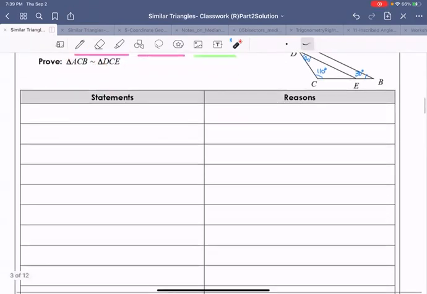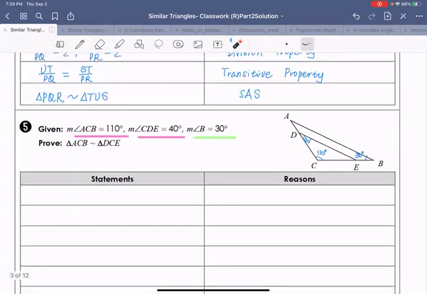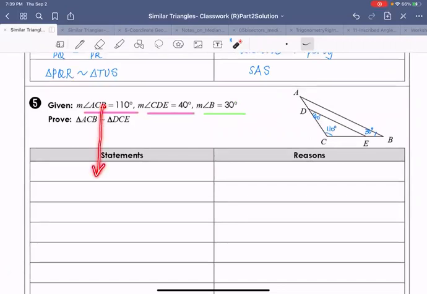This looks a little bit complicated with so many lines, but we don't panic. Christina, let's go. First write down angle ACB equals 110 degrees. And that's given. Okay. And then also write down angle CDE equals 40 degrees. Okay. That's also given.